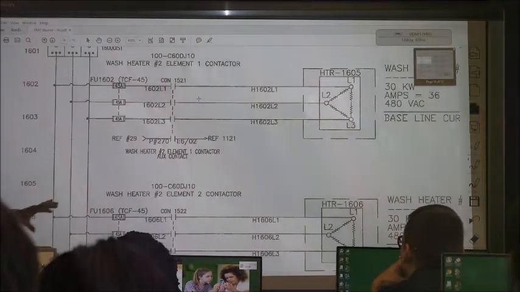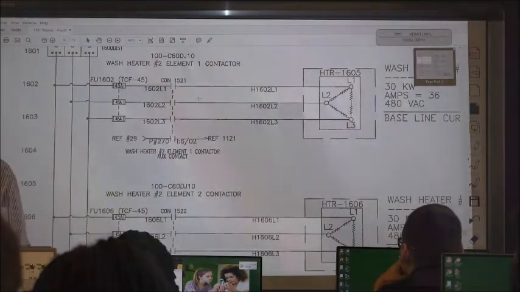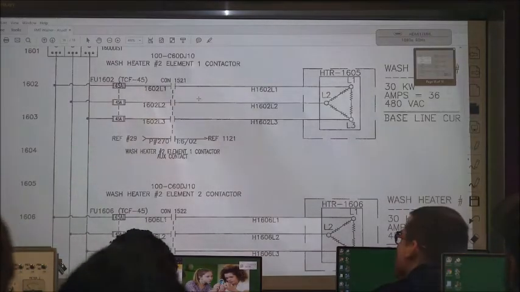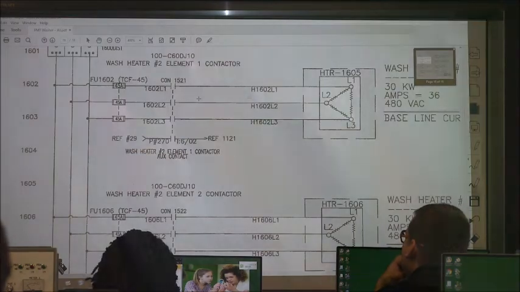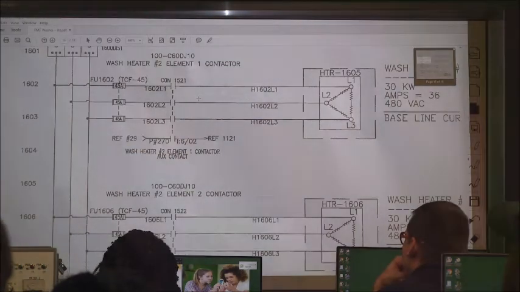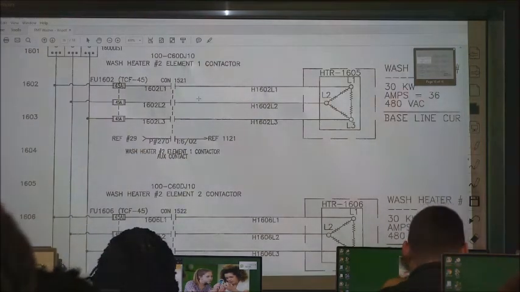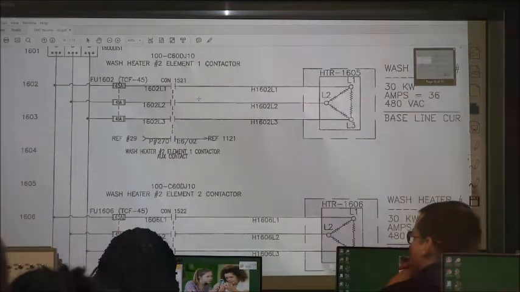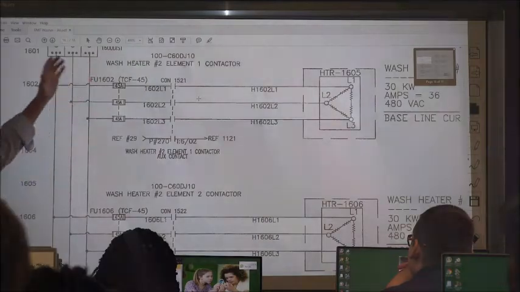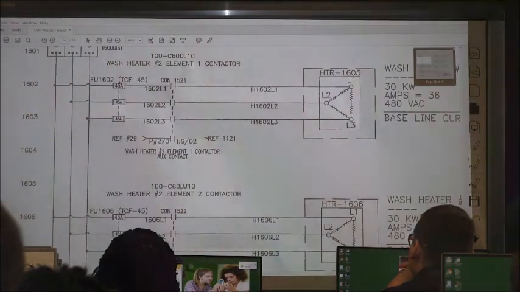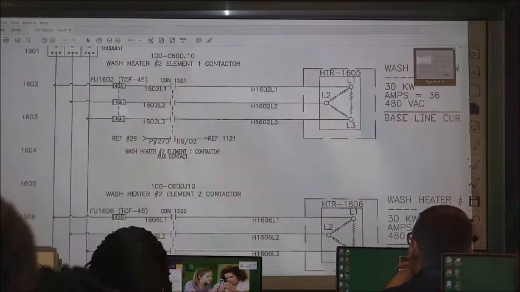How's this stuff being protected? We have overloads and circuit breakers on the motor starters. How's this being protected? Yeah, that's exactly right. Everybody see that? Fuse 1602, 45 amp. Pretty high current.